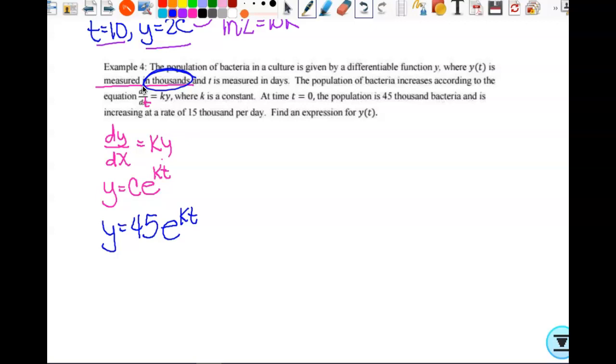Okay. So it increases according to this equation, where k is a constant. At time t equals 0, that's where I got this, and it is increasing at a rate of 15,000 per day. Find the expression for y of t.